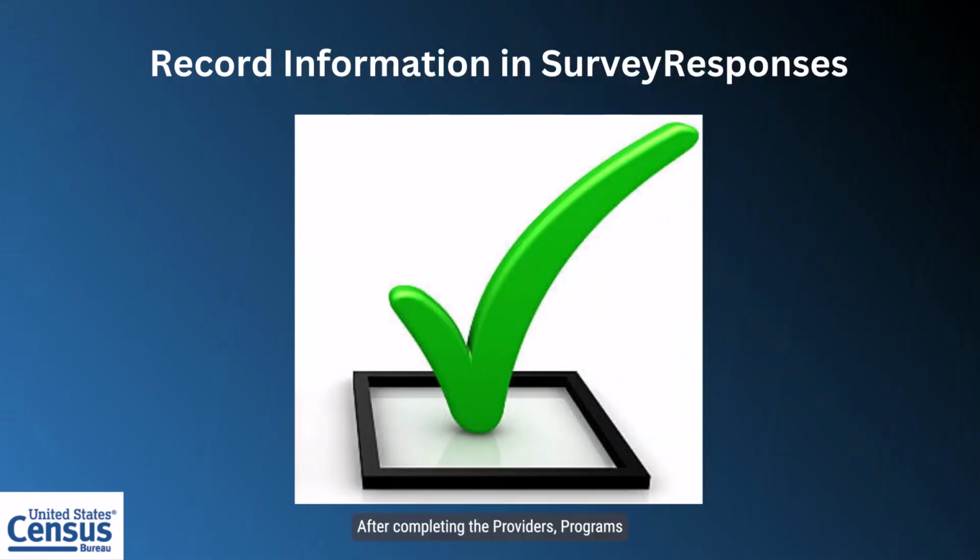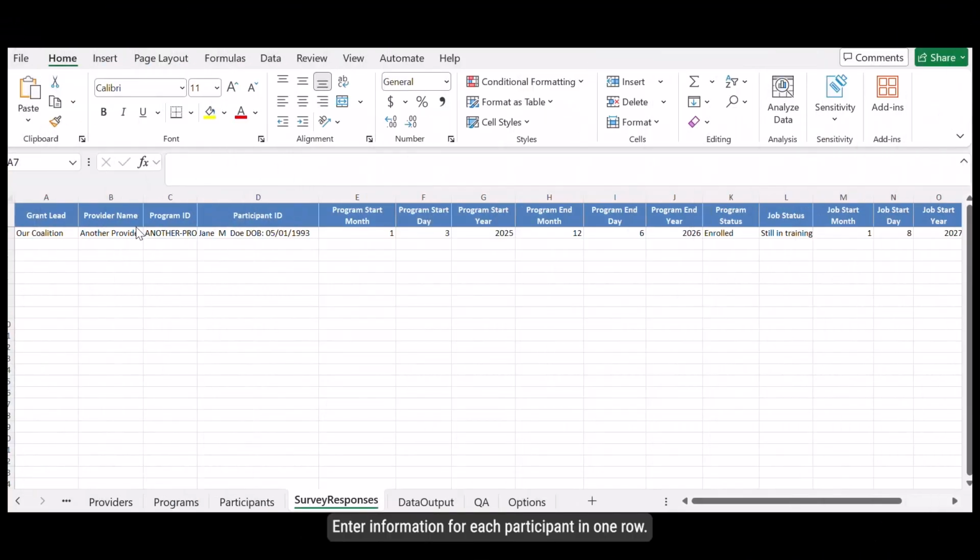After completing the Providers, Programs, and Participant tabs, go to the Survey Response tab. Enter information for each participant in one row. Select the relevant provider name, program ID, and participant ID from the drop-down menus. You will also enter the program start and end dates, program status, and job status.